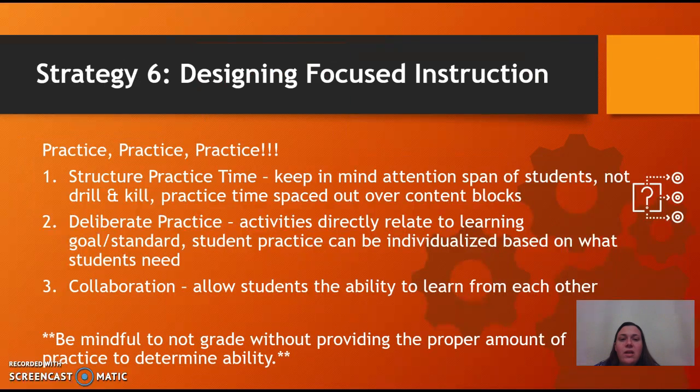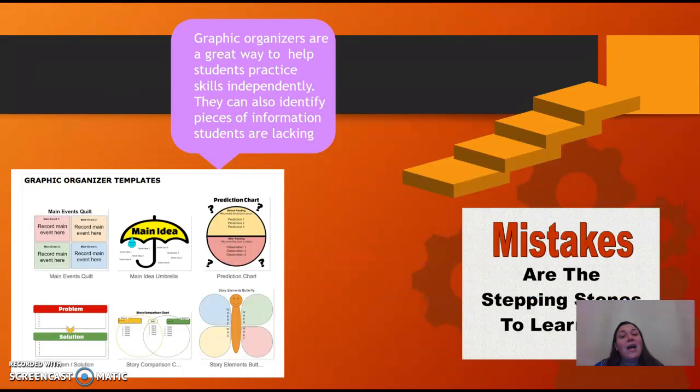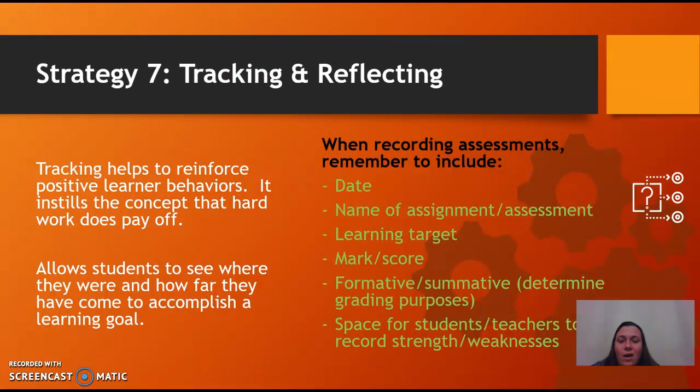Strategy 6 talks about designing the focused instruction. This is where the kids are practicing, so it needs to be structured, it needs to be deliberate. A lot of collaboration occurs at this level, and it may sound really loud in your classroom, but that's okay. Graphic organizers are one way that you can really help your students to work on something. It helps at the primary level to organize their thought processes and keep it in an organized fashion. The biggest thing to understand about strategy 6 is that mistakes are okay. Primary kids need to practice making mistakes and understanding that it's perfectly fine.